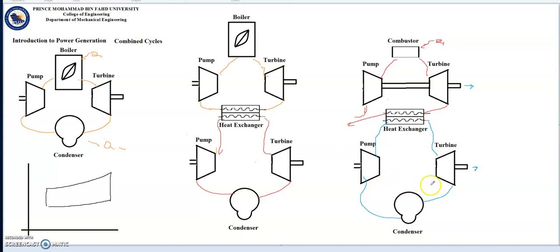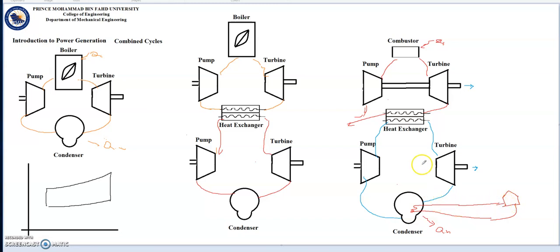In some particular cases, because we still have to reject heat on the condenser of the second cycle, instead of throwing this heat in the environment, this heat is taken by a heat exchanger and sent to a heating application, maybe at a house or an industrial use of heat or any other use.